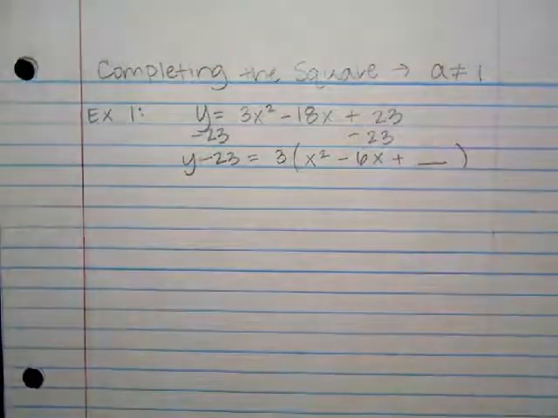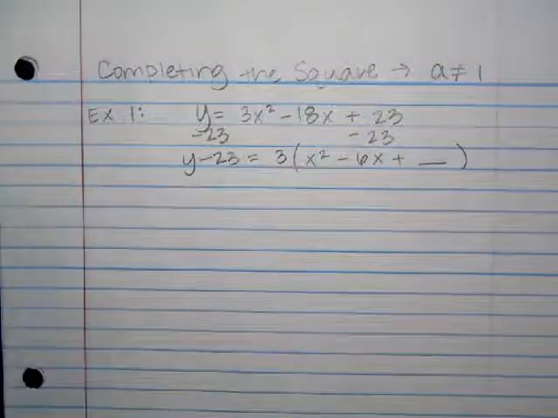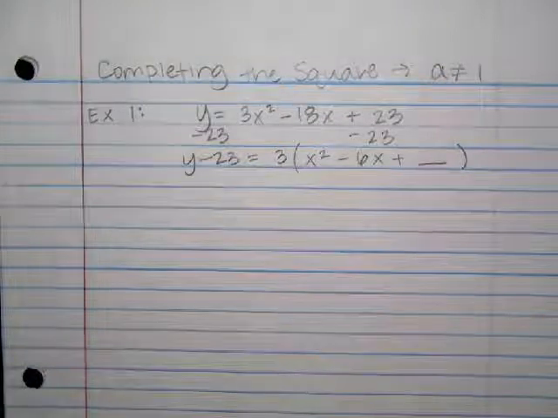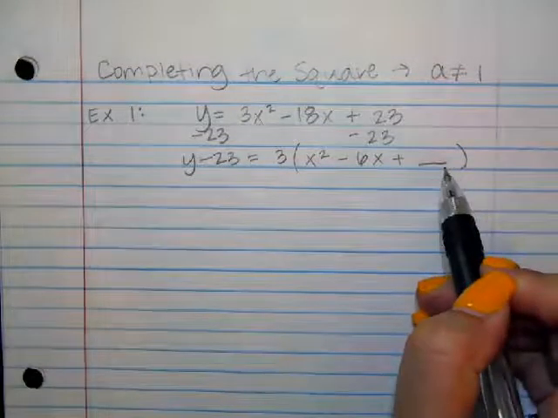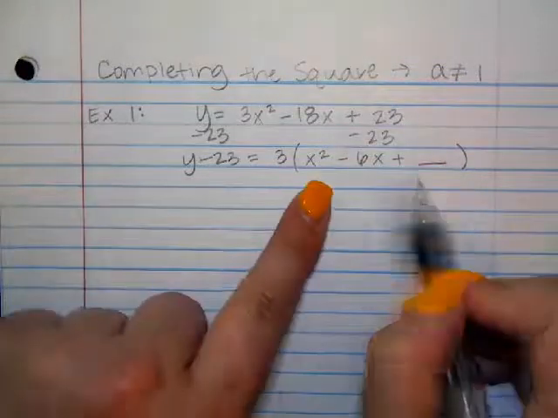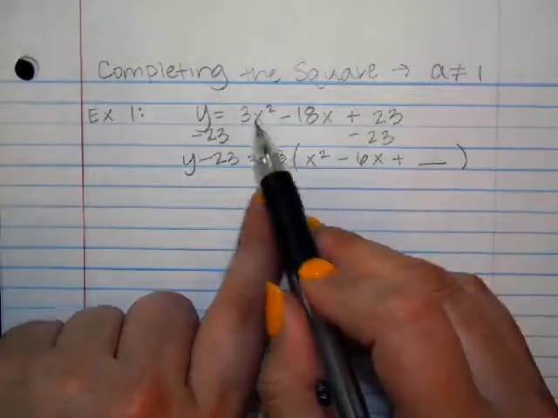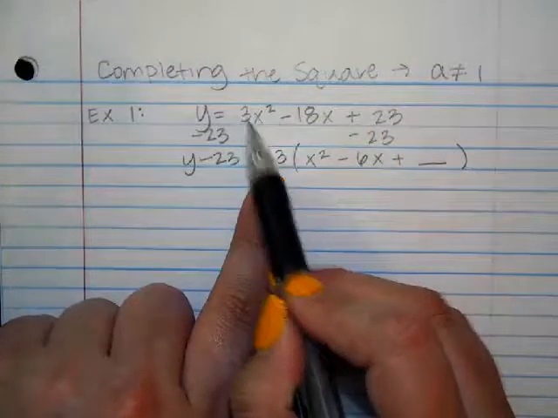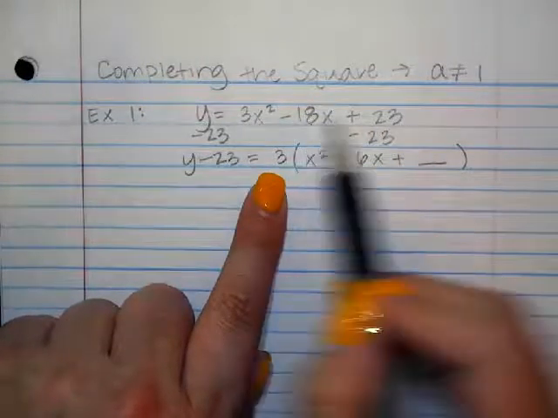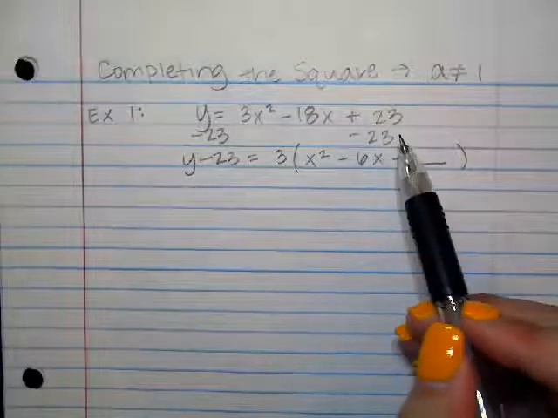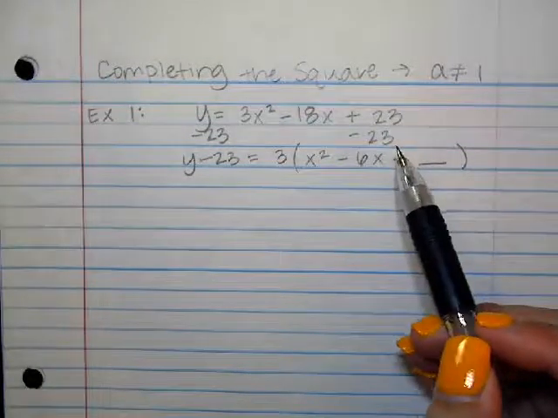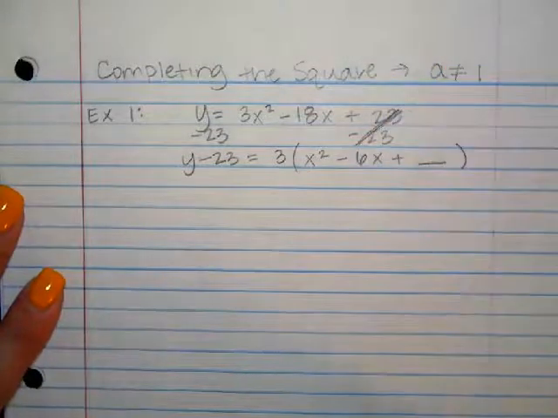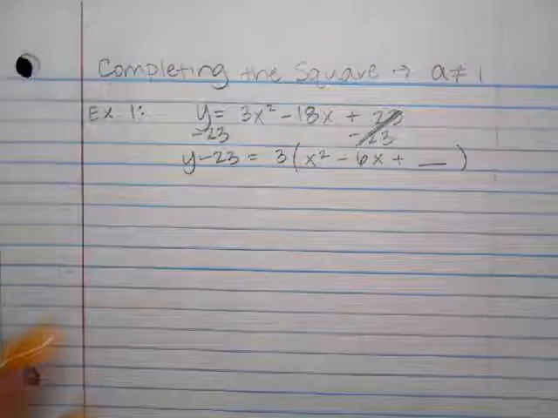So do you see how, aside from taking the 3 out, it's just like the other problems? I still have the blank. It still looks like the other problem. All I did is I said, oops, there's a 3 there, and I'm dividing the 3 out of this term and out of that term. I don't have to divide it out of the 23 because I already got rid of the 23. I already moved the 23 over to the other side. It's gone.